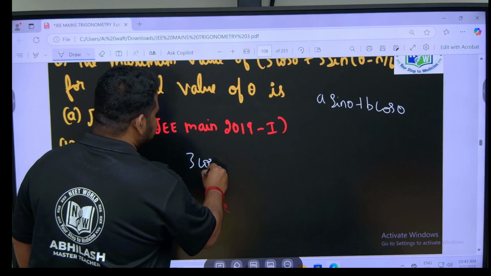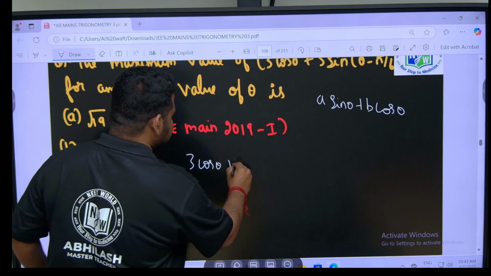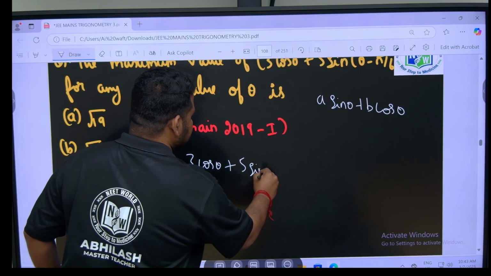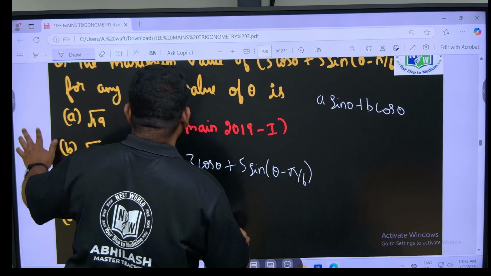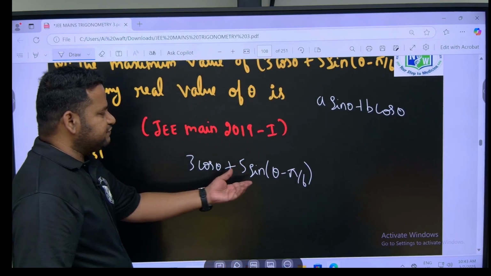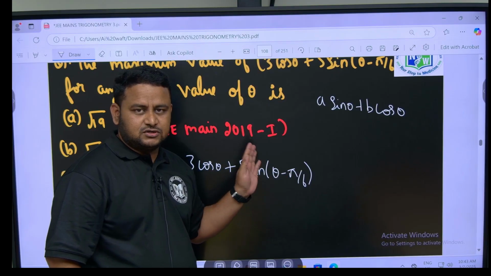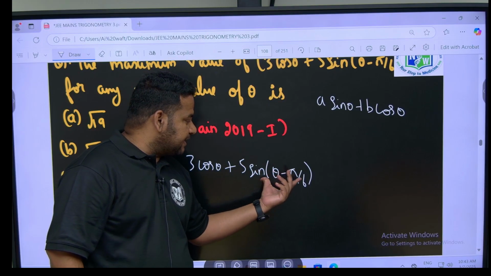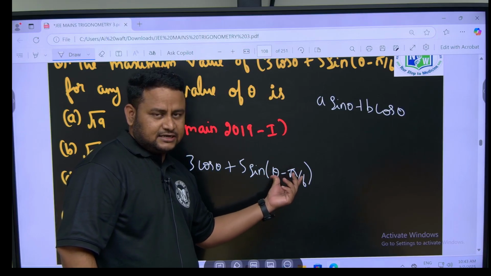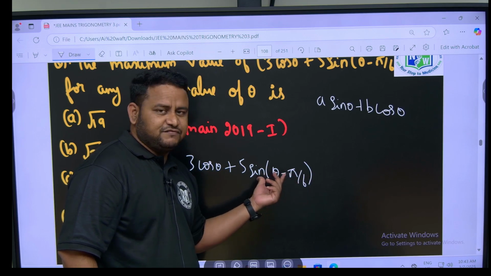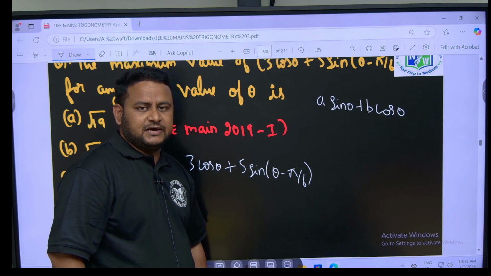3 cos theta plus 5 times sin of theta minus pi by 6. These are which form, friends? These are sin of a minus b. Don't get confused, this is not sin c minus sin d. Within the bracket, within a single sin, the entire thing is an angle. So sin of a minus b. Sin of a minus b is what? Sin a cos b minus cos a sin b.